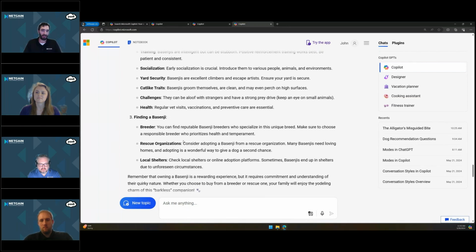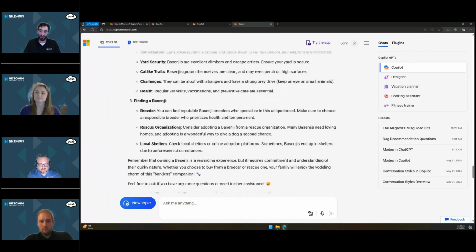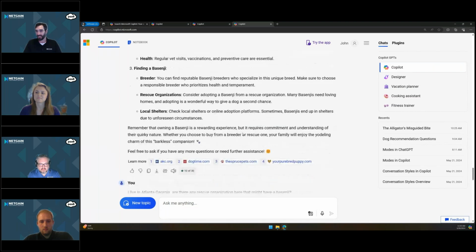It's even reminded me that if you go to a breeder to get it, don't go to one of those horrible kennel places. Like, get one that's a responsible breeder. Or he's given the ideal situation, rescuing dogs, right? Consider from a rescue organization or a local shelter, right? And he's adding a little bit of flavor in here. And then again, he's giving me these links here so that I could start looking into them a little bit more if I wanted to, right? And very much so, I could just ask him to continue to explain more about rescue organizations. But we don't have much time left, so we're going to wrap this up.